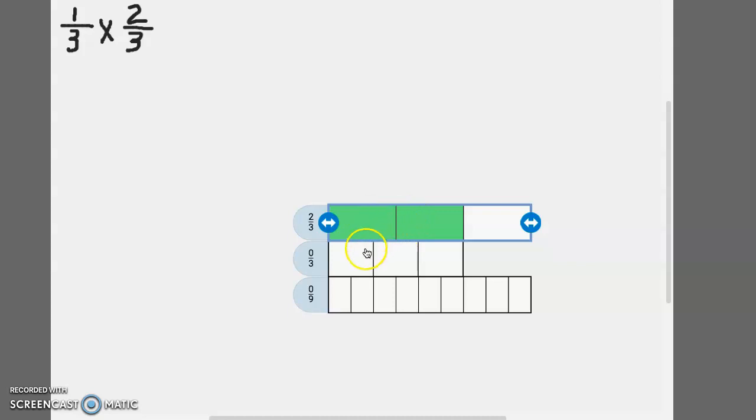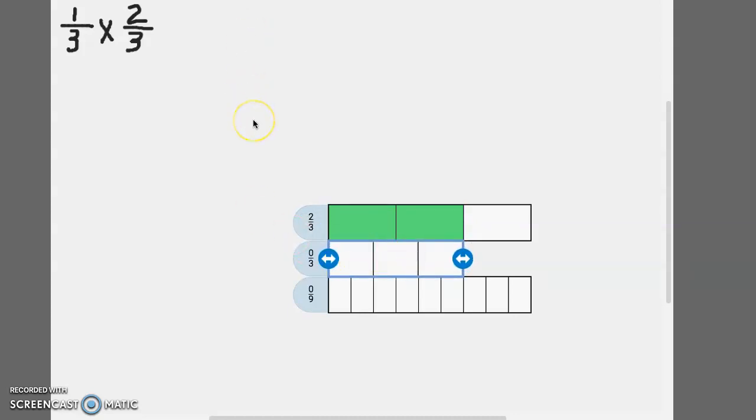And we know that Susie wants 1/3 of the 2/3 that Bobby has left. So we're going to take the 2/3 that Bobby has left and cut them into 3 pieces. 1, 2, 3. So we know that these are the 3 pieces of candy that we cut from Bobby's 2 pieces.